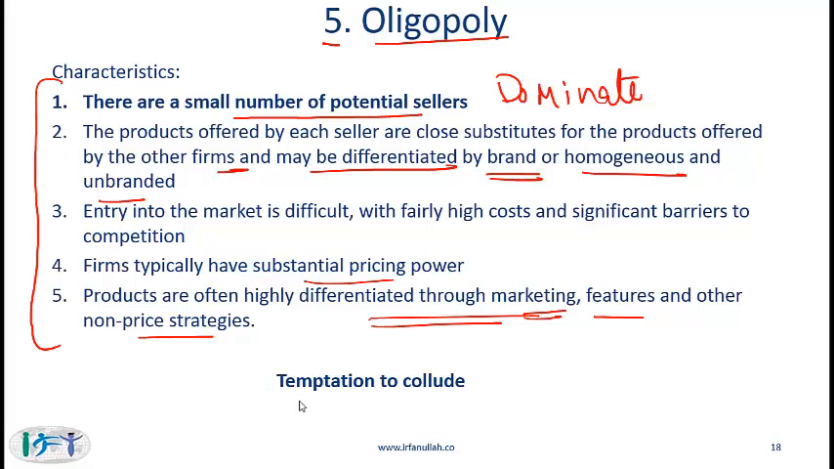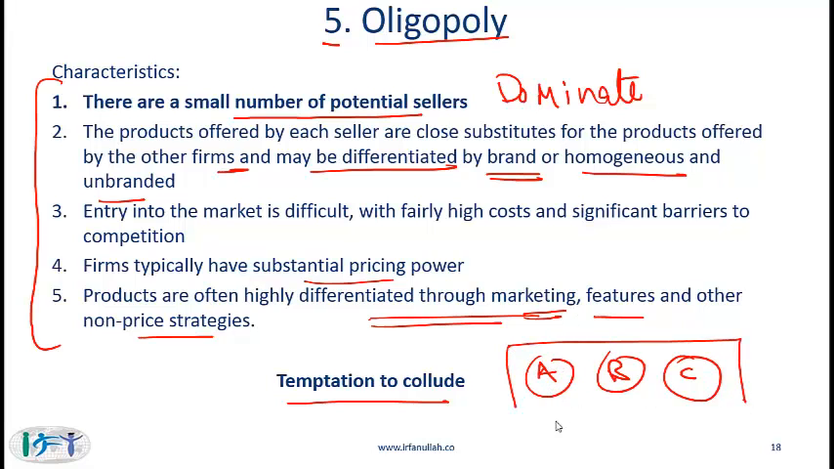Another important aspect of an oligopoly is that there is temptation to collude. If you have 3 firms in a given market and these 3 firms have pricing power, it is possible that they decide to form what's called a cartel and collude in order to set a high price. We'll talk more about this later.